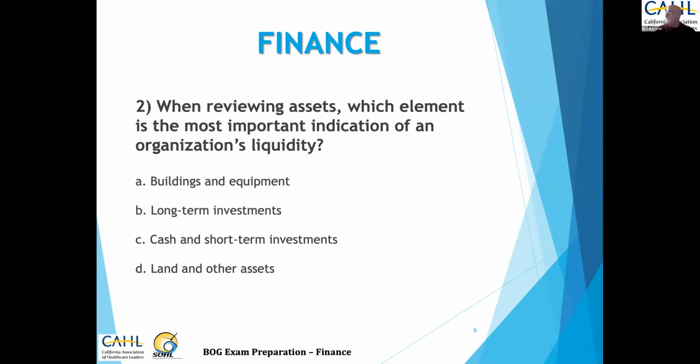So buildings and equipment, no, buildings are definitely not liquid, no matter how good the market is in your community. Long-term investments, that's the opposite of liquidity. Same with land, D. So everyone that I saw put C in, and the short-term investments is good, but cash is the most liquid asset you've got. So I would go with C on this one.